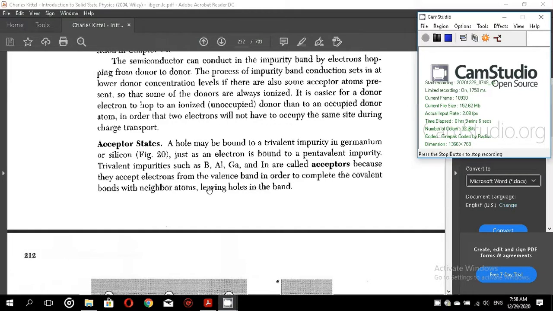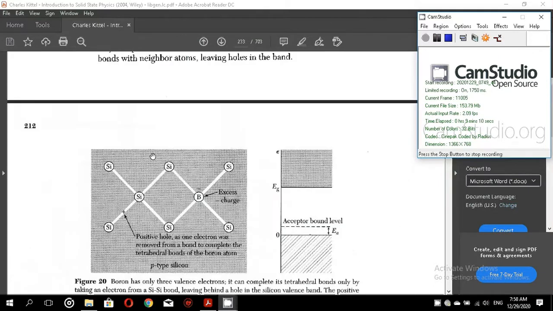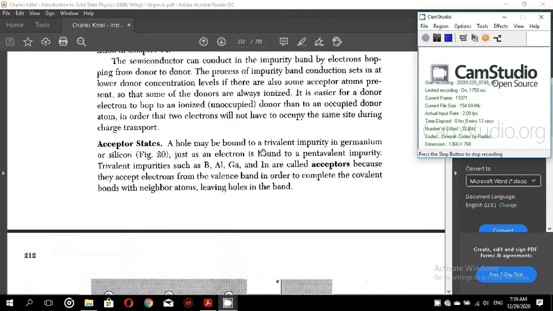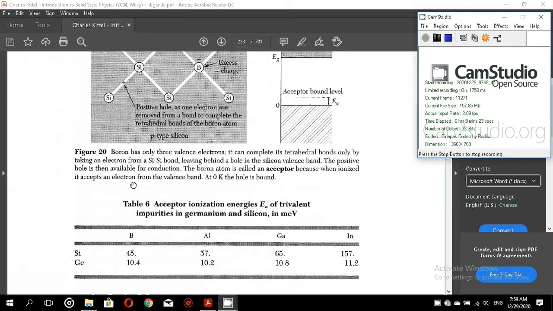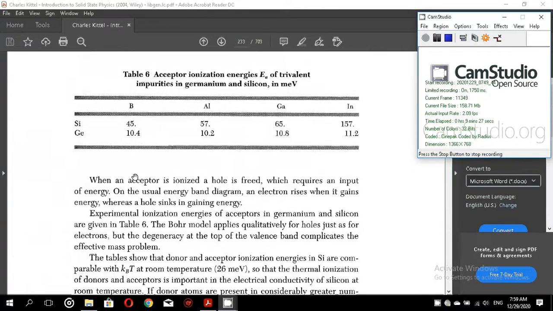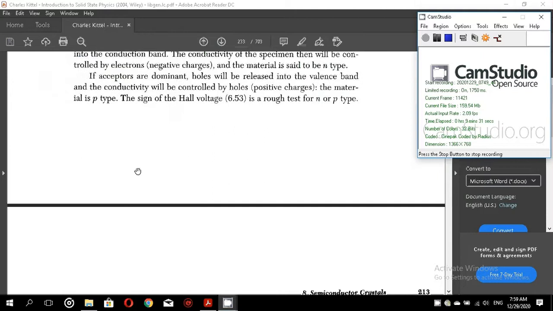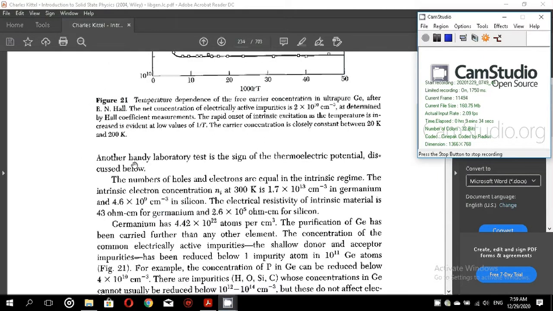Okay, so we have acceptor states and we have the donor states. A hole may be bound to a trivalent impurity in germanium or silicon, just as an electron is bound to a pentavalent impurity. You can go through the description given here, and I just wanted to point out that by adding the donor impurities or the acceptor impurities or both, we can increase the conductivity level of a pure semiconductor. Such semiconductors are known as extrinsic semiconductors, and the conductivity is the impurity conductivity.